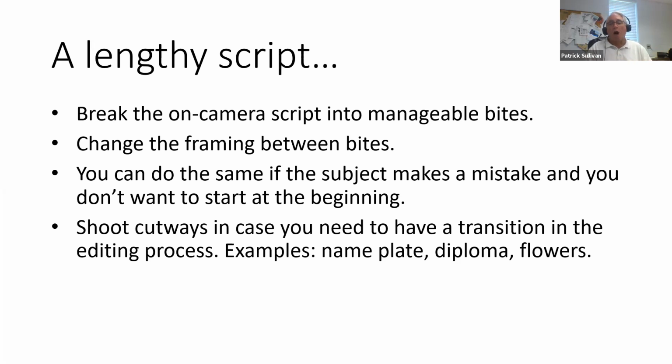If you're talking to someone in their office, for example, they're sitting behind the desk and they're talking to the camera, welcoming new students to campus or whatever the case may be, shoot a couple of the other things around the office, like their nameplate, the diploma on the wall, a vase of flowers on the credenza. And if there's a mistake, if you need to break up something because they made a mistake and you need to butt two pieces together, to avoid that jump cut, you've got something you can use as a visual transition.